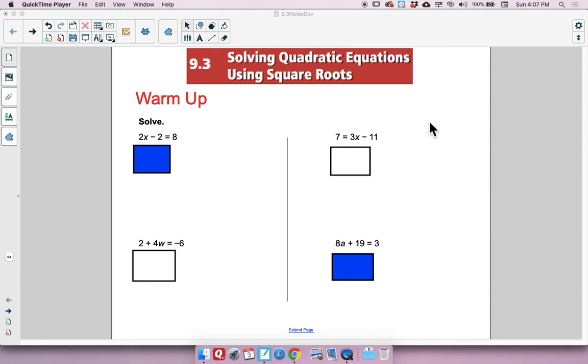9.3, solving quadratic equations using square roots. Okay, this may be one of the easier warm-ups you've had, but let's get going. You'll see why we're doing this as we get into the lesson. But go ahead and do the warm-up. So pause the video, go ahead and do them.